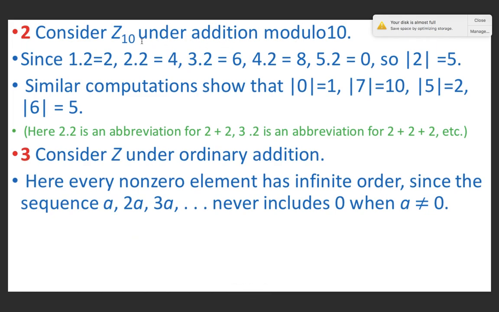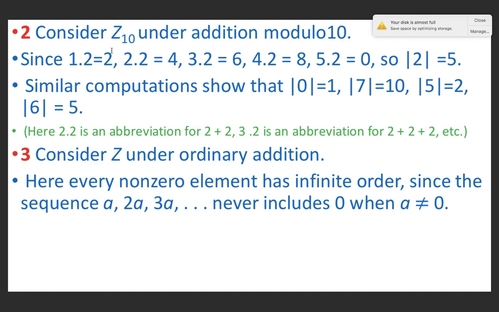Now consider another group, Z10 under addition modulo 10. This is the set of integers and the operation is addition modulo 10.